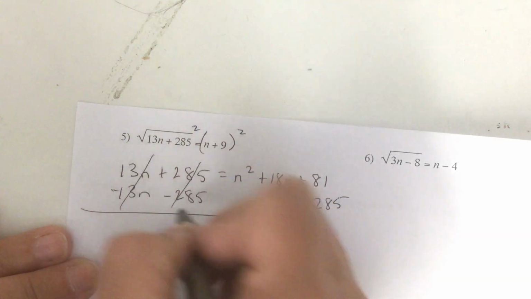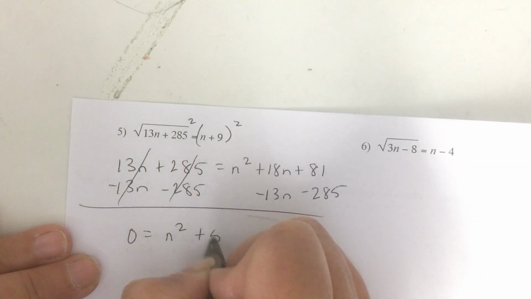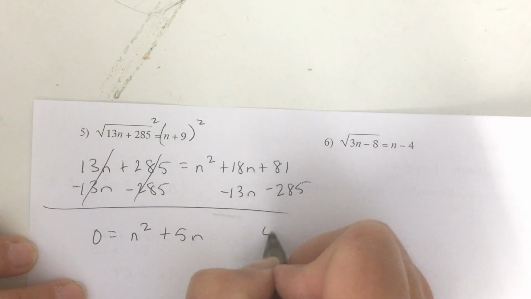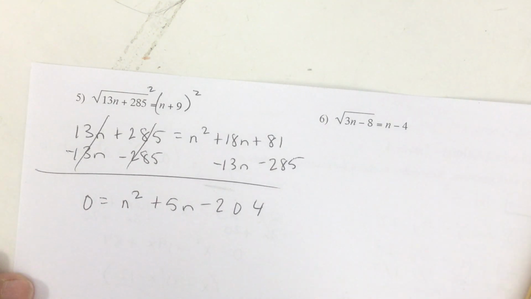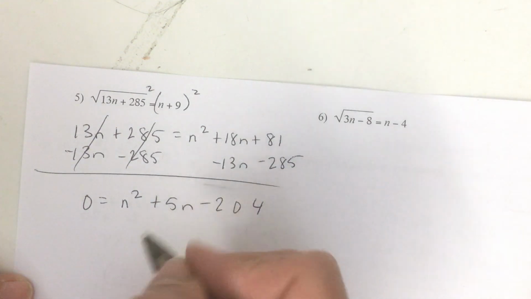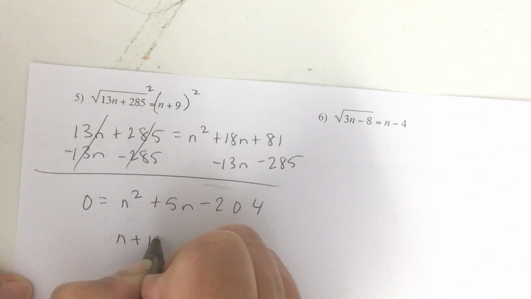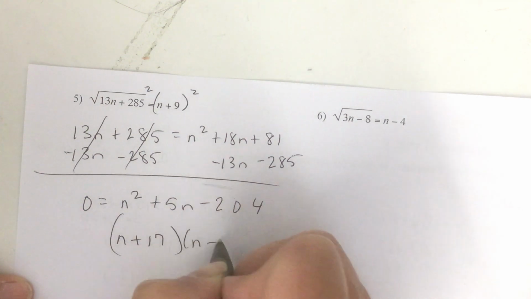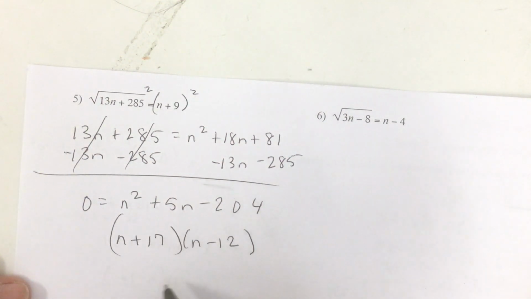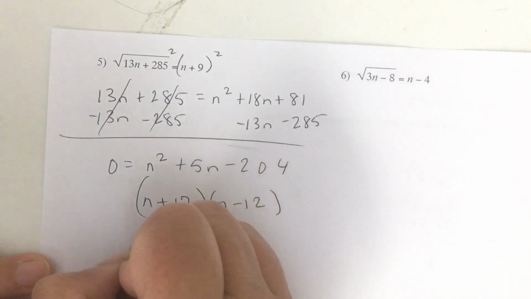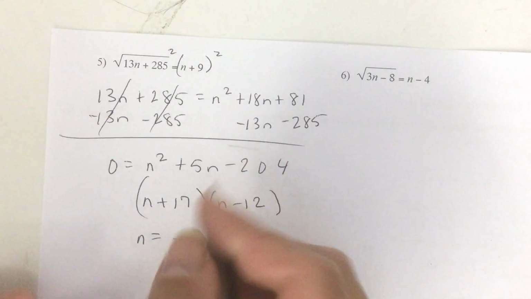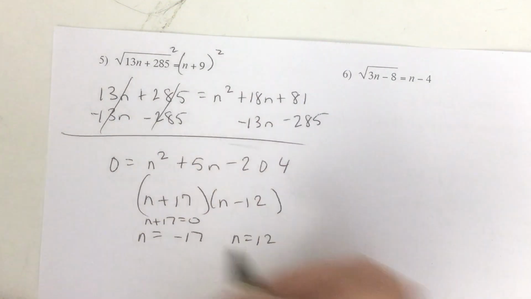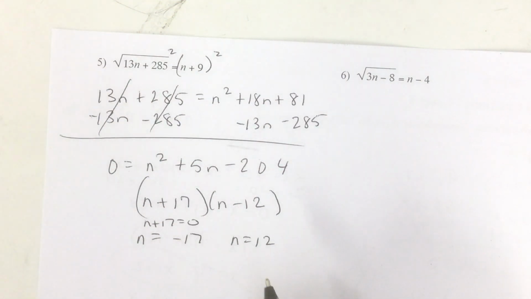So 0 equals n squared plus 5n minus 204. So I'm going to check a couple of things, and I get 12 and 17. So n plus 17 and n minus 12. Again, you can use the quadratic formula for this. This will give me a negative 17. This gives me 12. Because remember, you're setting this equal to 0 and solving. But if you're doing the quadratic formula, you don't have to worry about that anyway.